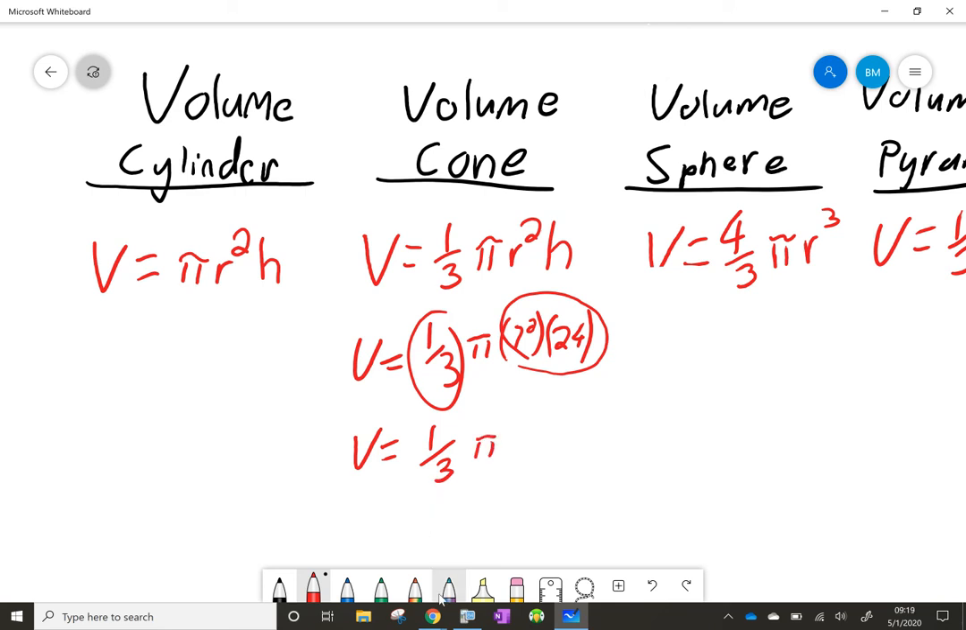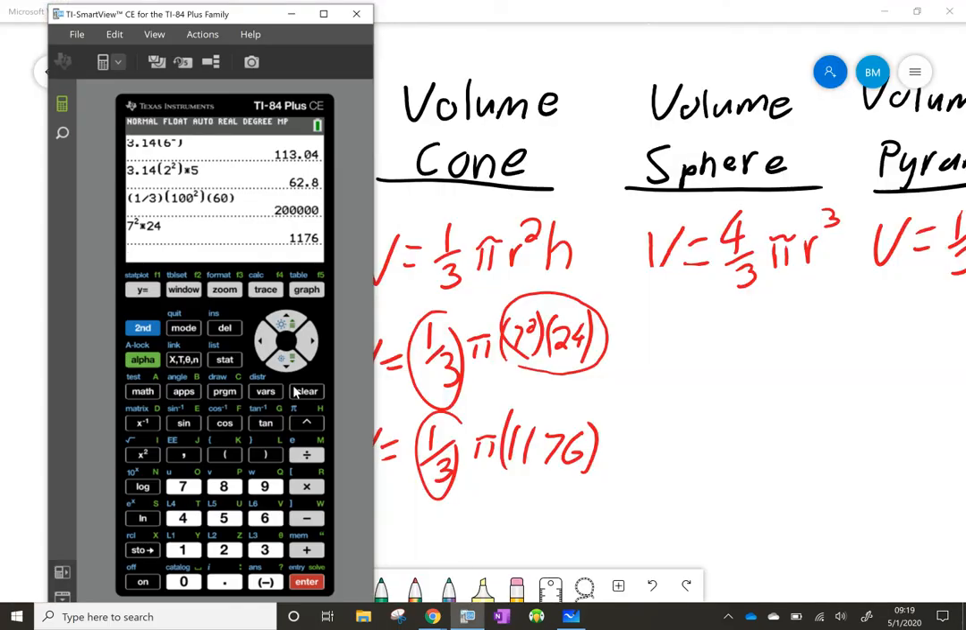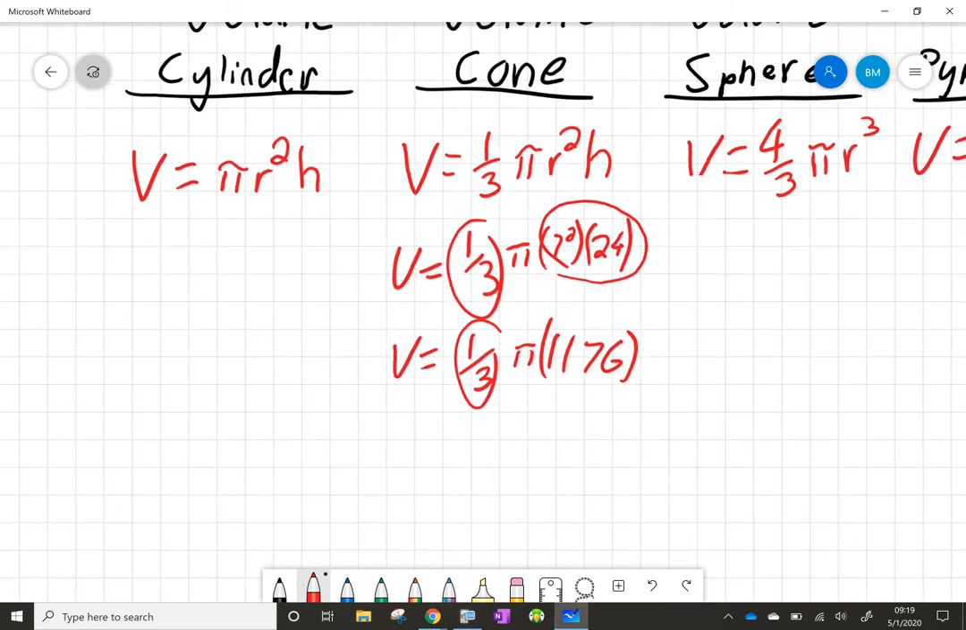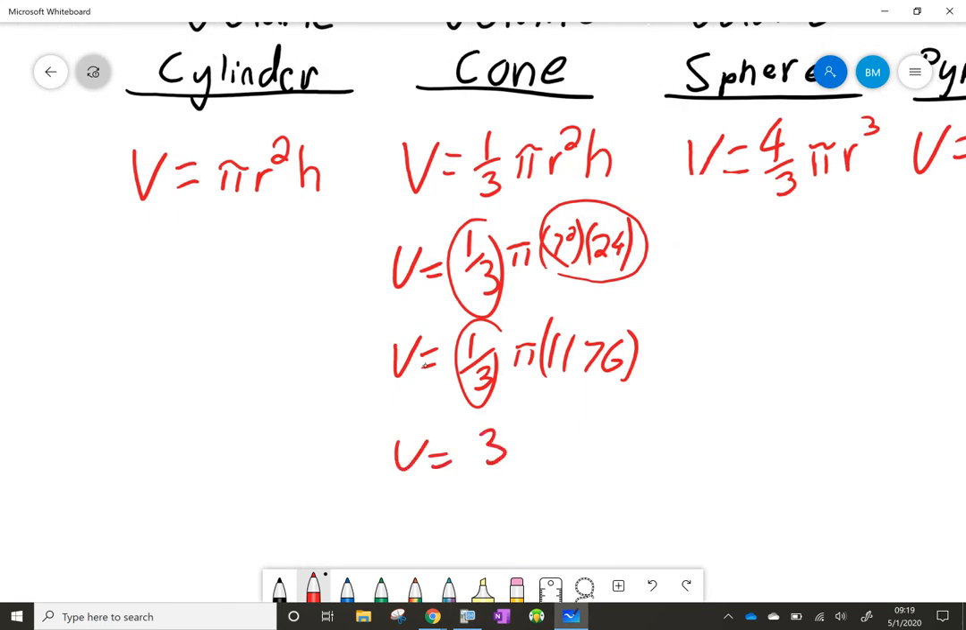So 1/3, what number did we just get? We got 1,176. So 1/3 times the 1,176, or essentially just dividing it by 3. But if you want to just think of it as multiplying, you can. It's the same thing as just taking 1,176 and dividing by 3. But we get 392. So all the numbers combined gives us 392.